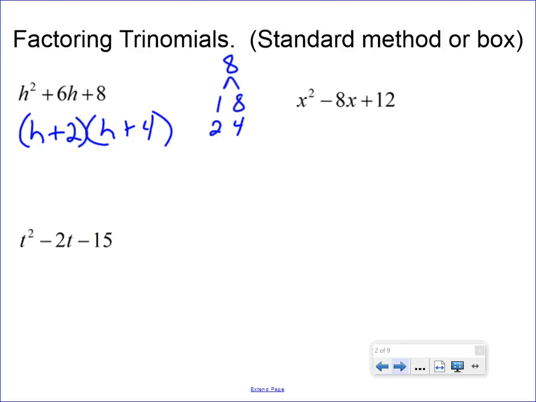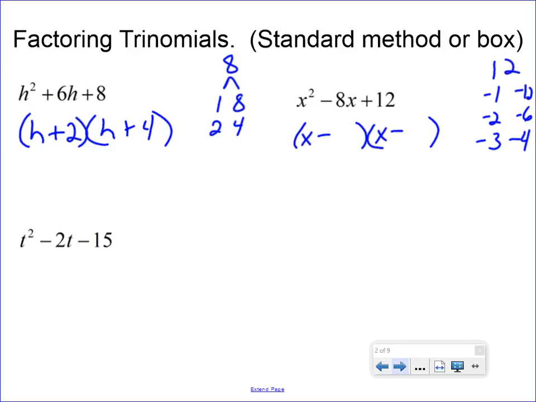Okay, if we look at this next one, the first thing you should notice is that there is a negative in the middle. I should be able to think of our patterns, and I should know that I have an x and an x. Then since I have a negative in the middle, I should realize that to add up to get a negative, I'm going to have to get two negatives if they multiply together to give you a positive. So what I'm thinking of now are negative factors of 12. Like negative 1, negative 12, negative 2, negative 6, negative 3, negative 4.